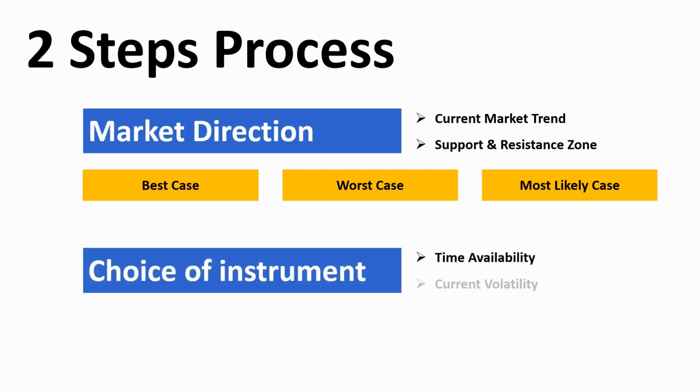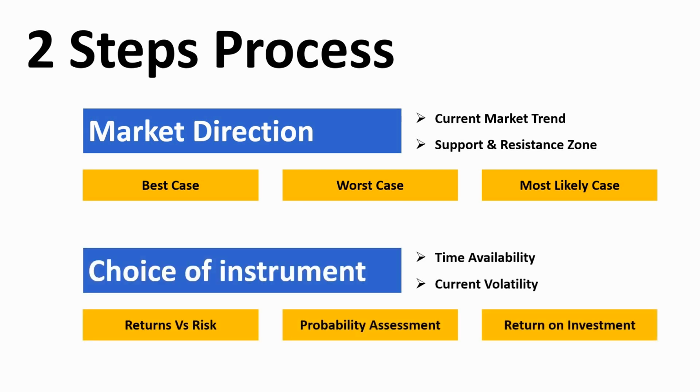Having understood the market direction, you have to make your choice of instrument. The choice of instrument is done by understanding the time availability and current volatility. So what you have to focus on is the returns versus the risk. Number two is probability assessment. Number three is return on investment. Let me tell you one by one.